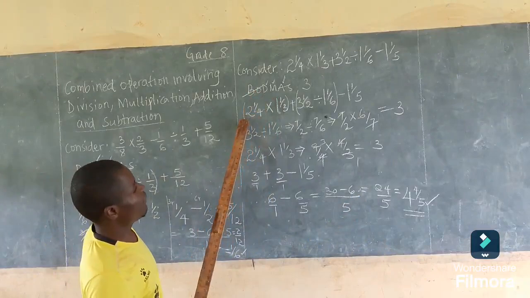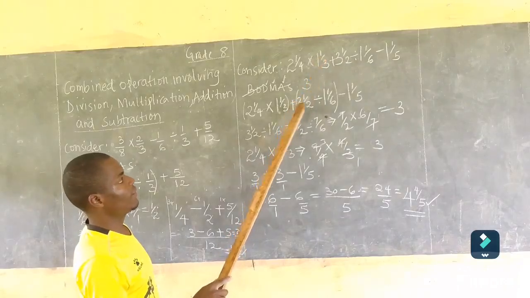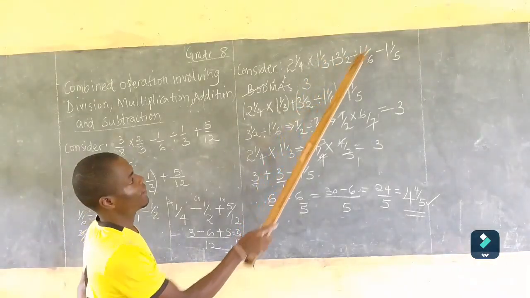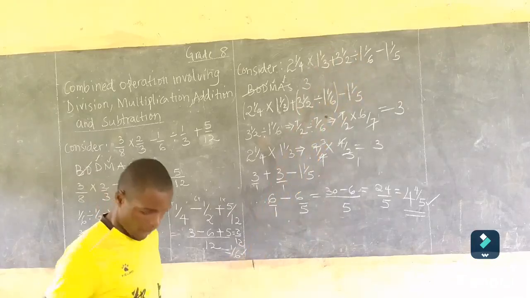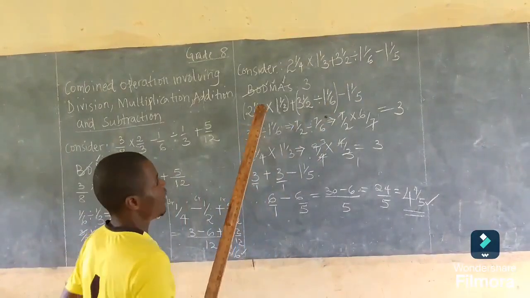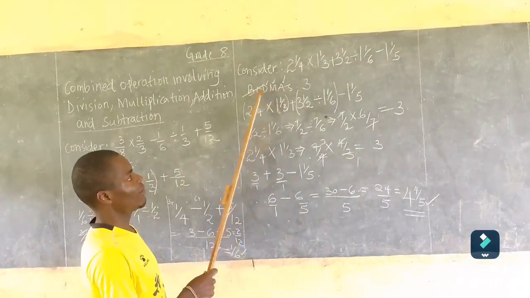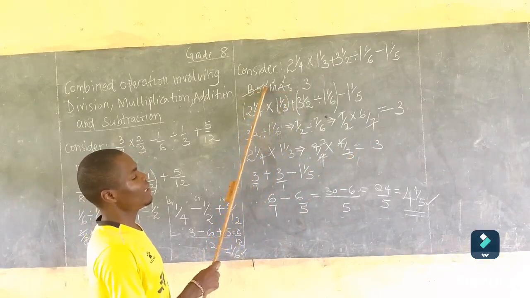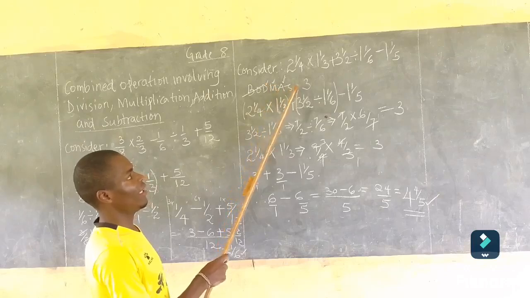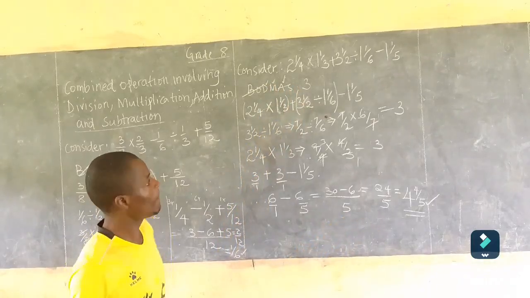Now, let me repeat what we have done. We have 2 and 1 over 4 times 1 and 1 over 3 plus 3 and 1 over 2 divided by 1 and 1 over 6 minus 1 and 1 over 5. How do we get there? We introduced the idea of MODMAS, but we are only interested to use D, which stands for division, M for multiplication, A for addition, S for subtraction. So that is the order that we are going to follow.